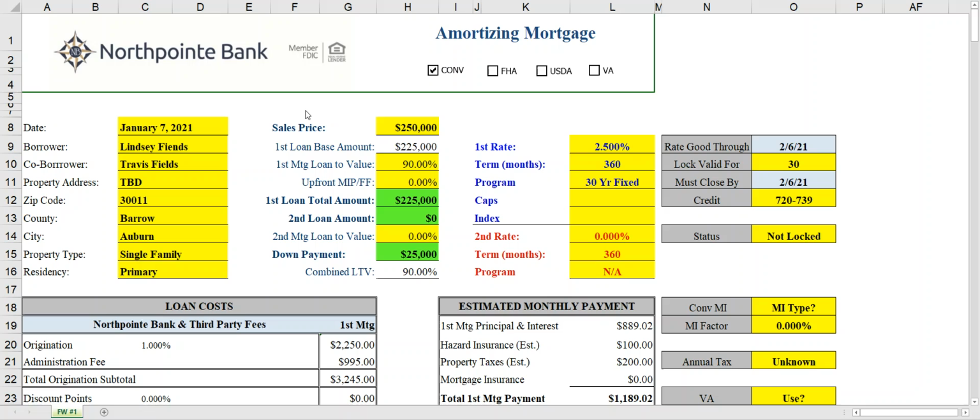Wanted to make this video to accompany the estimate I'm sending over for your upcoming purchase. Let's start here at the top left and we'll work our way down the sheet. We have some basic information, your names. I've just got some placeholders here. We have not yet identified a property, but we do know we're looking for a single family home and it's going to be our primary residence.